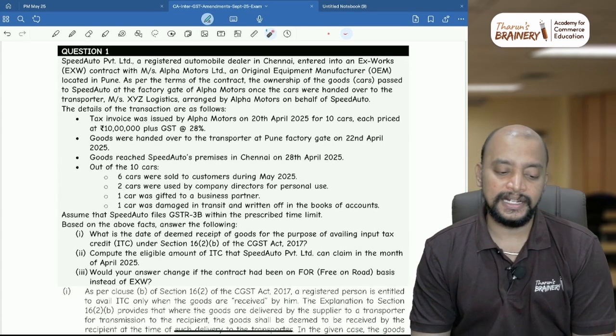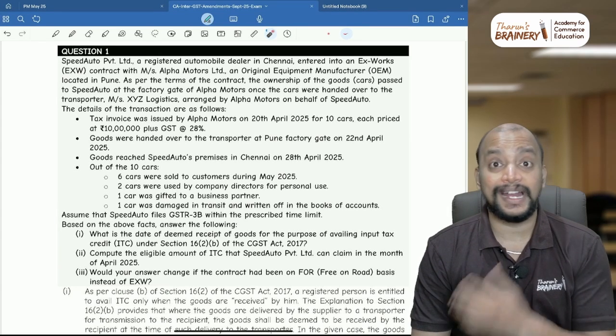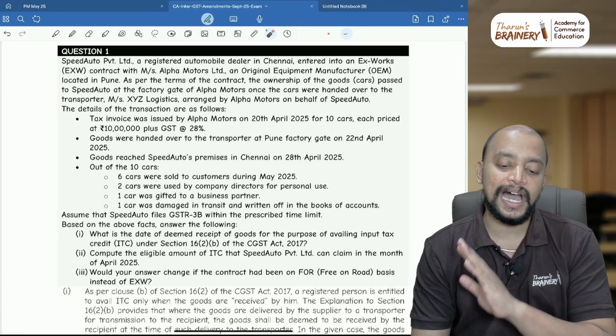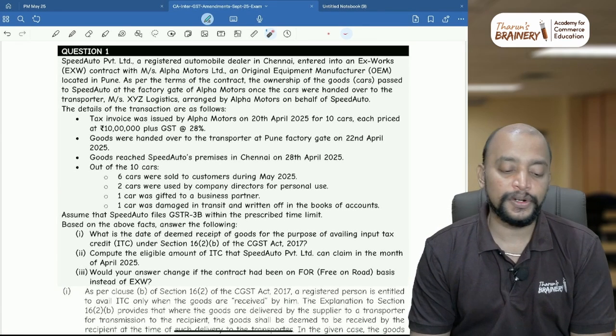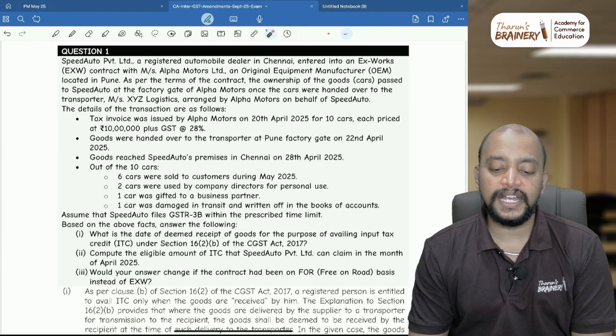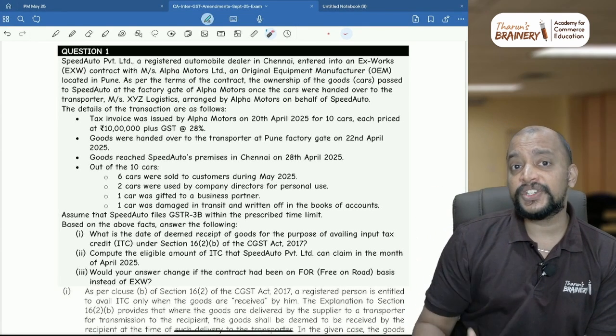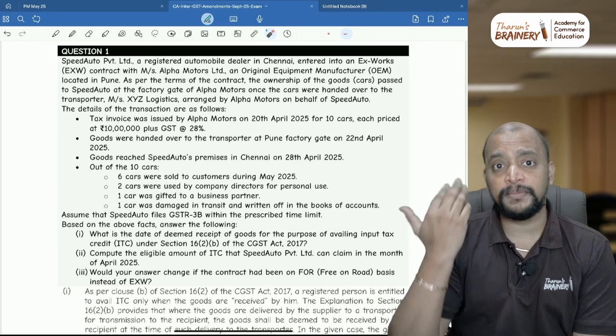Ex-works contract. As per the terms of the contract, the ownership of the goods passed to Speed Auto at the factory gate of Alpha Motors once the cars were handed over to the transporter, Messrs XYZ Logistics, arranged by Alpha Motors on behalf of Speed Auto. The details of the transaction are as follows. So, transportation anyone can arrange. Transportation can be arranged by the recipient or by the supplier.